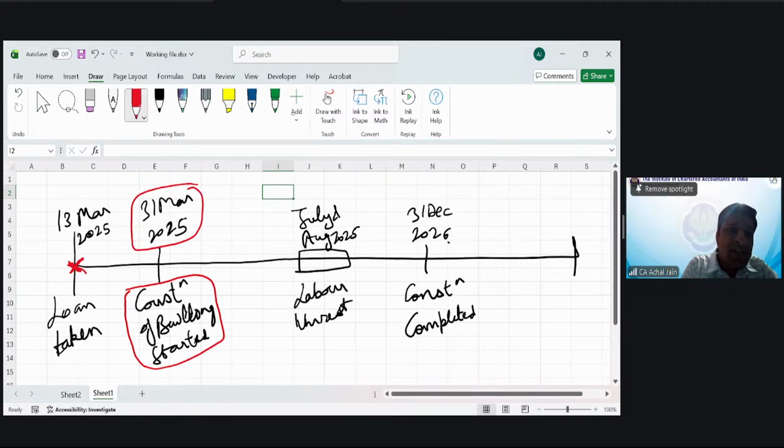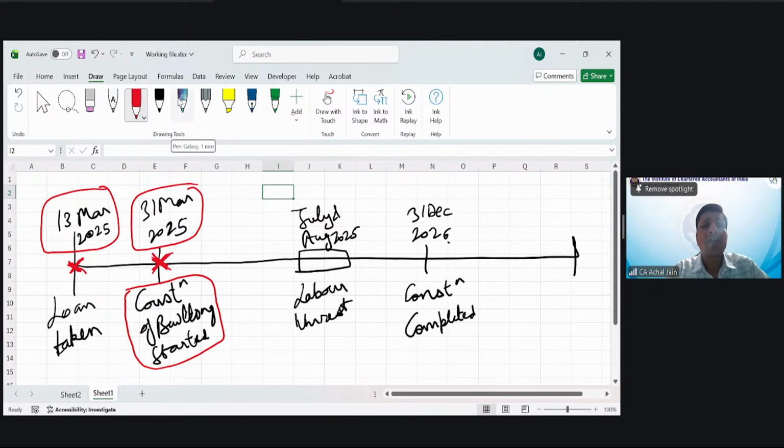Later of these dates. 13th March, 31st March. Understood? Understood. So when do you start? You start on 31st of March. You start from 31st of March. Right?